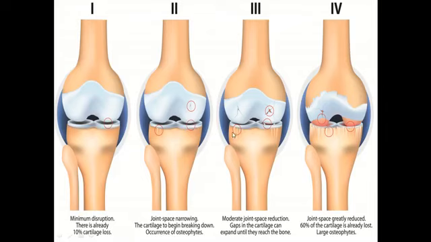In the moderate stage, joint space reduction has started. Gaps in the cartilage can expand until they reach the bone. Here a cartilage breakdown is shown. And 60% of the cartilage is already lost and the bone is exposed here. And these are the osteophytes.